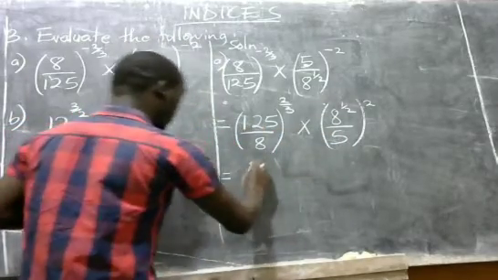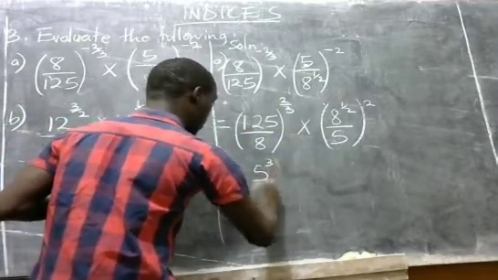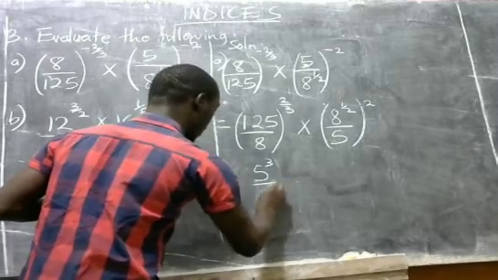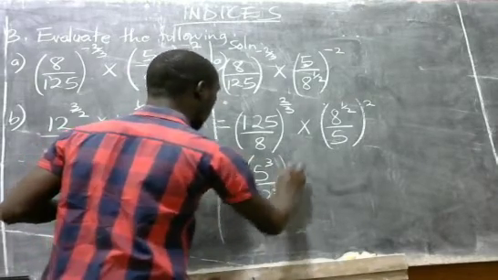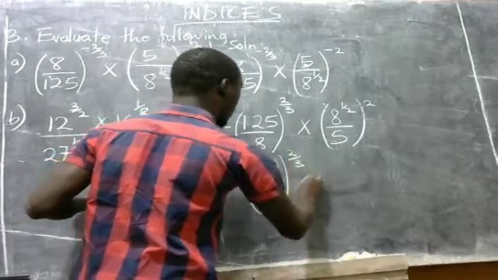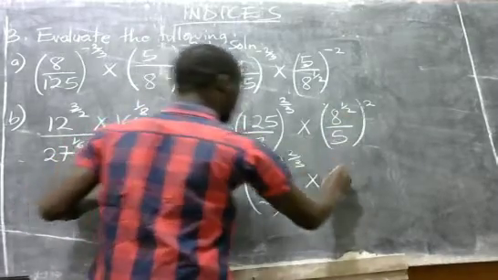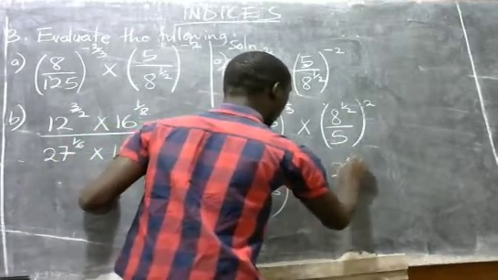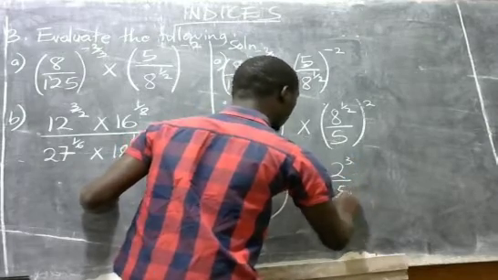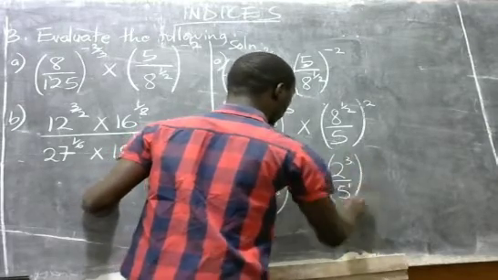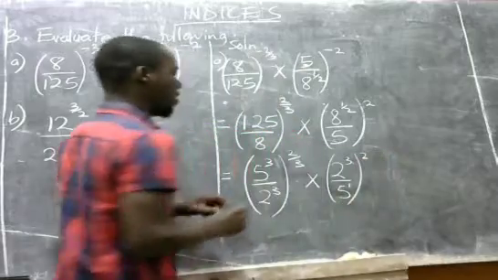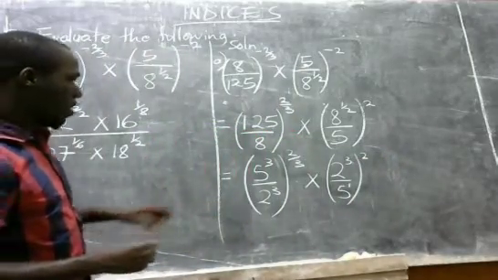So when I prime decompose this, it is 5 power 3 all over 2 power 3. Then the outside power is 2 all over 3. Then times this one here is 2 power 3 all over 5 power 1. Outside there is a power of 2.